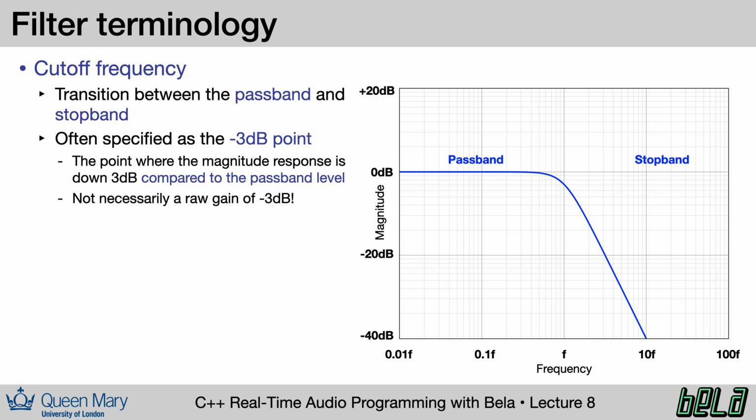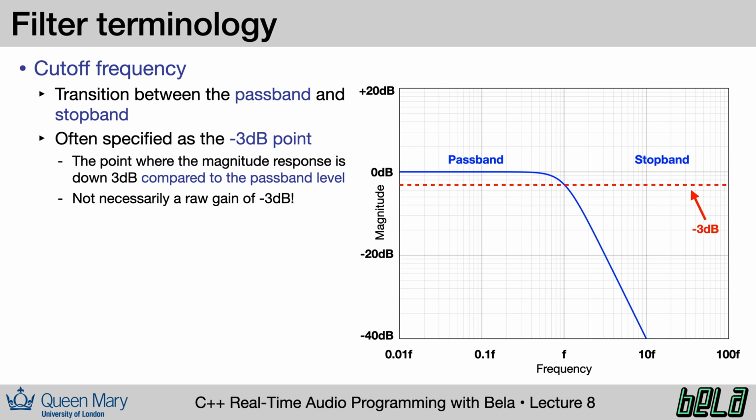The cutoff frequency of the filter is typically given as its -3 dB point, as we talked about a moment ago. Notice that doesn't necessarily mean the filter has a raw gain of -3 dB at the cutoff frequency. All it means is that the gain is 3 dB lower there than it is in the passband. So the example filter we see in the plot here has a cutoff frequency of f.